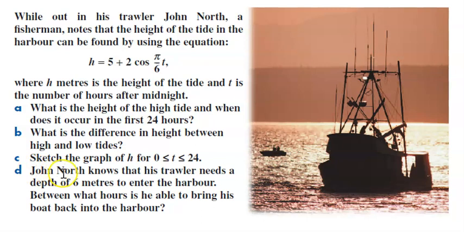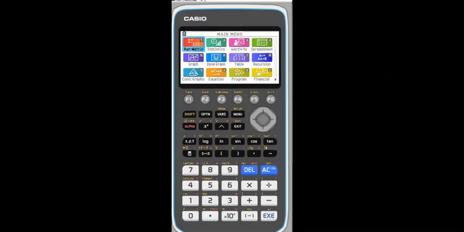And then John, this is the important question, knows that his trawler needs a depth of 6 meters to enter the harbour. Between what hours is he able to bring his boat back into the harbour? So I'm going to load the calculator. Right guys, so this is the calculator.